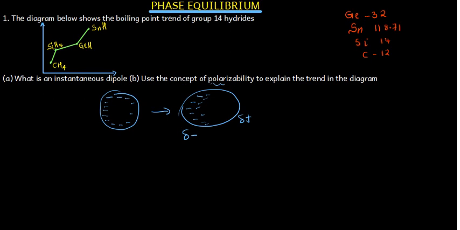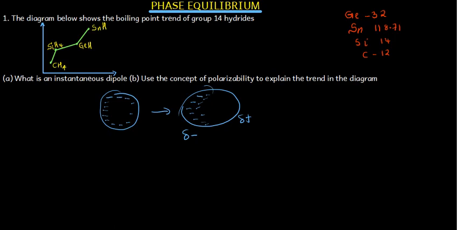Polarizability, the ease with which electrons are distorted, increases with increase in molar mass. If you have a substance with a higher molar mass, it has more electrons, and the higher the number of electrons, the easier it is to distort them so that they concentrate on one side. And the easier it is to distort them, the more powerful the intermolecular forces it can form.